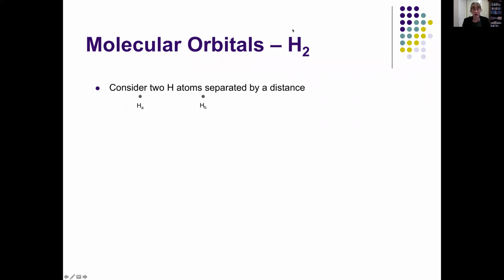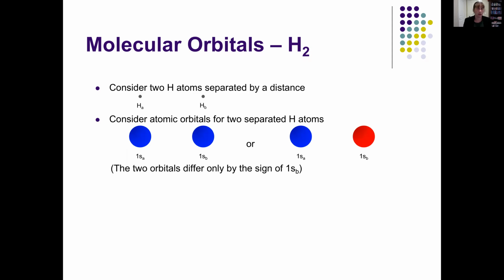We'll now talk about the molecular orbitals for hydrogen. So first, let's consider two hydrogen atoms that are separated by a distance. So we've got HA and HB that are fairly far apart from one another. If we think about what the orbitals look like for this system, we could have two different options. One of them, they could both have the same sign, and the other one, they could have different signs, represented here by the blue and the red.